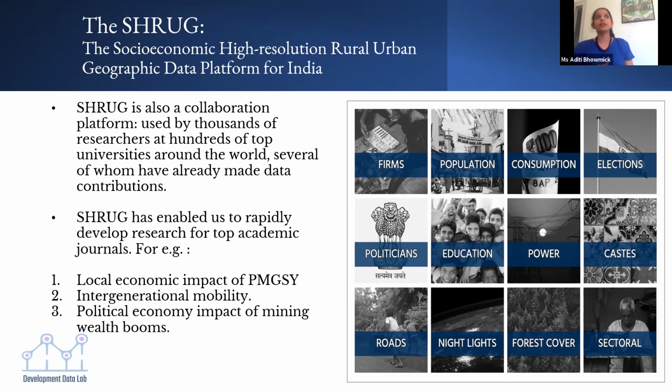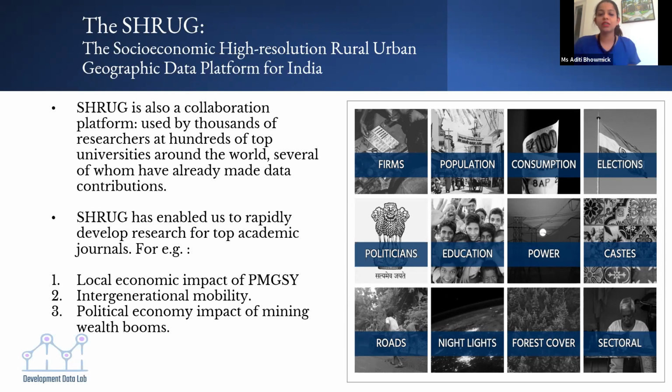For instance, just earlier this year, we had researchers contribute RBI data. It's very rich time series data all the way from 1947 till very recently at the village level and town level. It tells you the number of bank branches, private, rural, foreign, that were open every year. And of course, it's linked. They contribute to the platform and we work on linking it to everything else that already exists in the platform.